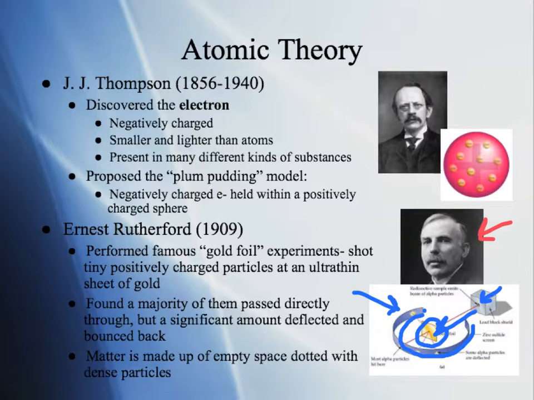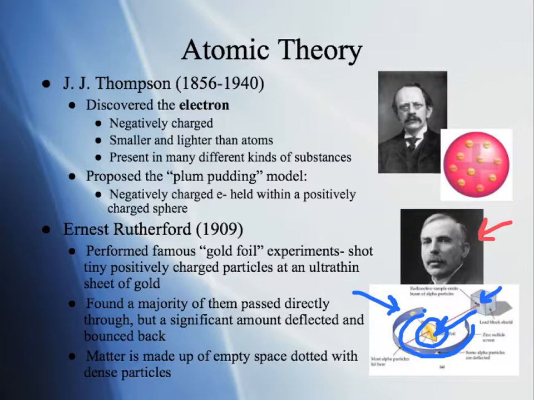So he hypothesized, after doing this for many years just to make sure that he was right, that matter is actually made up of mostly empty space that is dotted with dense little particles. Okay, because what was happening is that those little tiny alpha particles were bouncing off nuclei. He didn't call them that yet, but they were bouncing off the nuclei of the gold atoms that made up the gold foil and bouncing in different directions.